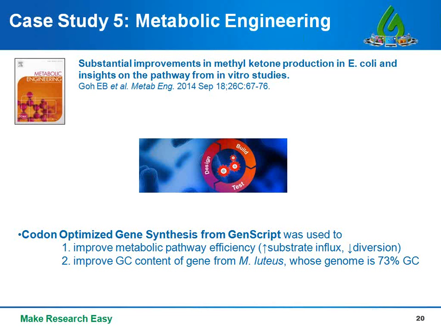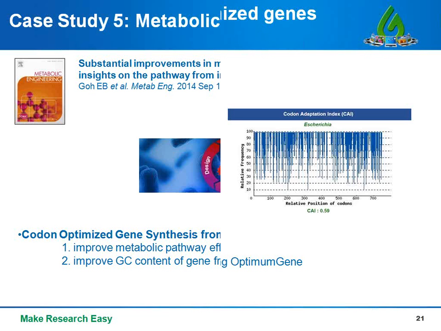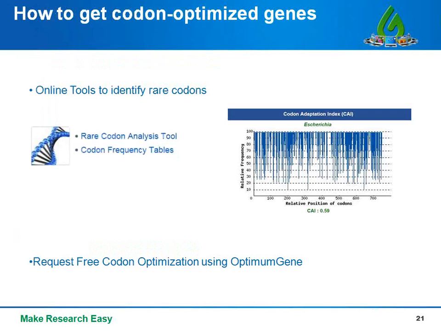So, now we've talked about what codon optimization is, and how GenScript's OptimumGene algorithm works, and we've seen it illustrated through case studies that used OptimumGene to solve different types of problems for diverse research applications. So let's move to the last part of the talk, which is how can you get codon-optimized genes?